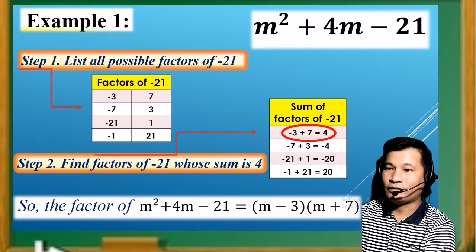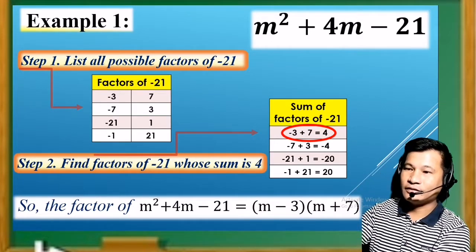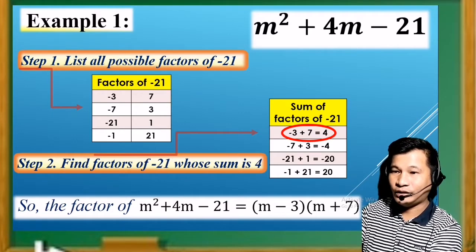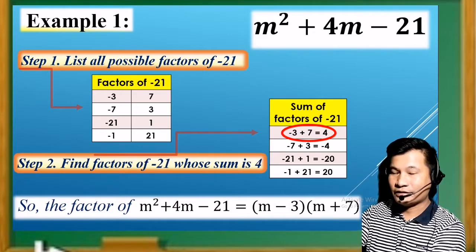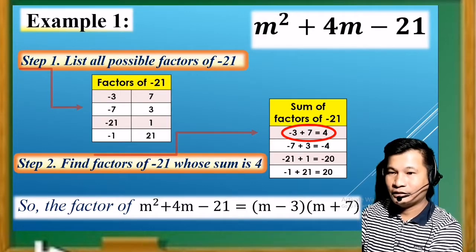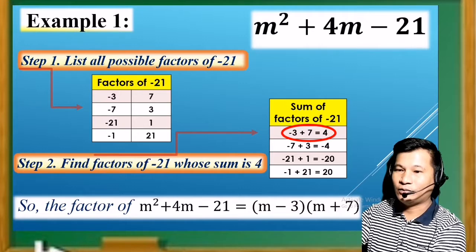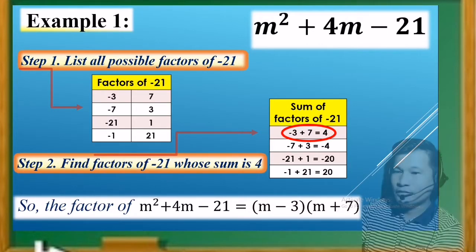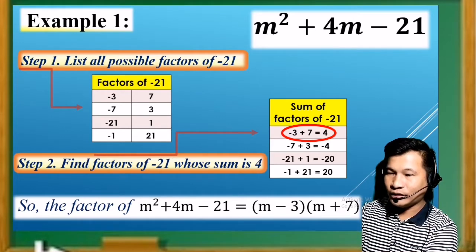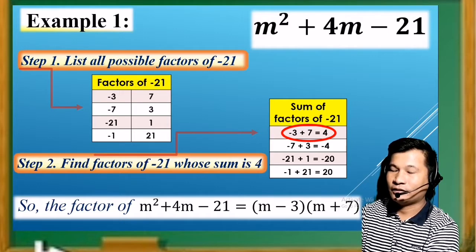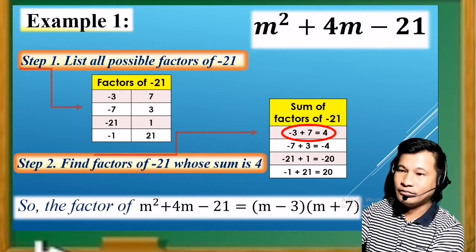For example 1, we have m squared plus 4m minus 21. Step 1, list all possible factors of negative 21. Just like in the table, we have negative 3 times 7, negative 7 times 3, negative 21 times 1, and negative 1 times 21. Step 2, find the factors of negative 21 whose sum is 4, our numerical coefficient of the middle term.